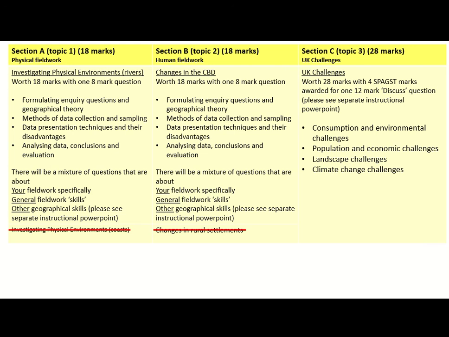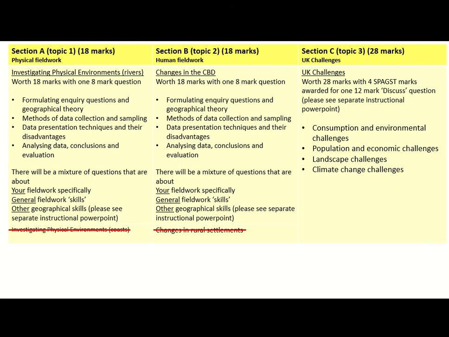So the 4 UK challenges that you will have questions about, you won't necessarily be asked about all of them, it might just ask you about one of them, or it might just mix up 2 or 3. They could be about consumption and environmental challenges, population and economic challenges, landscape challenges, and climate change challenges. Now, all 4 of those challenges draw from content from all the other topics you've already revised and learned from papers 1 and 2. So there's nothing massively new in there.